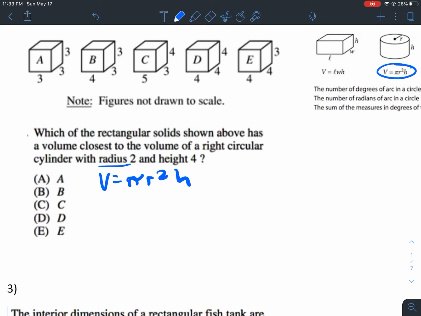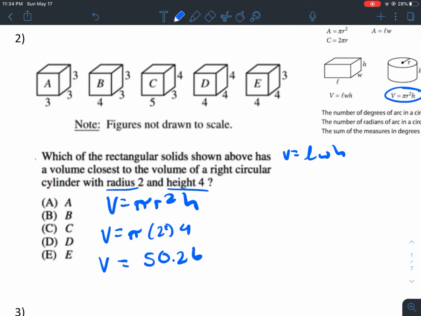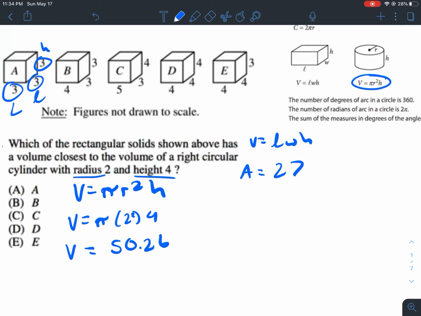First, let's go ahead and find the volume of this cylinder. They tell us that the radius is 2 and the height is 4. So we plug that in, and you should get 50.26 is your volume. So now we need to go ahead and find the volume of each of these rectangular prisms, these boxes. And again, we know that the volume of a rectangular prism is length, width, height. So to find the volume of A, we would do 3 times 3 times 3, which is our length, width, and our height. So when we plug that in, we should get 27. For B, when you plug that in, you get 36.